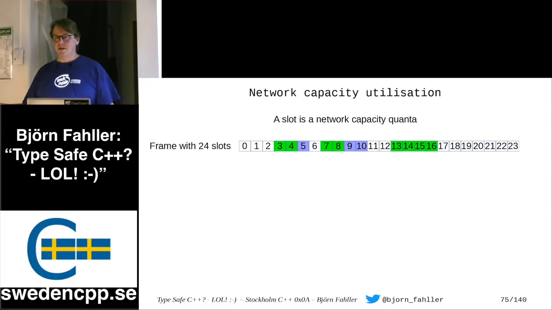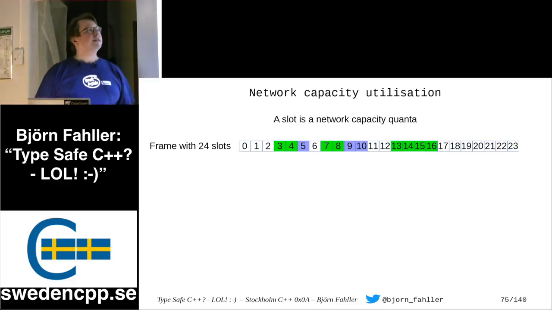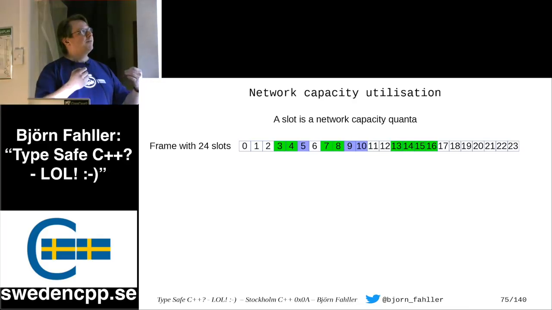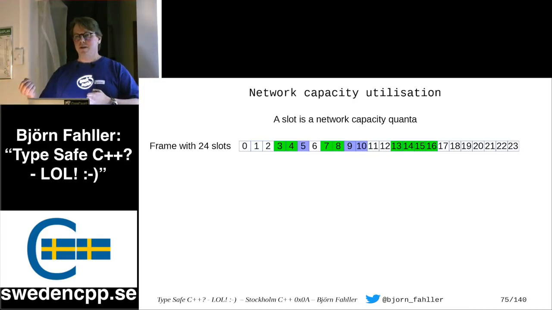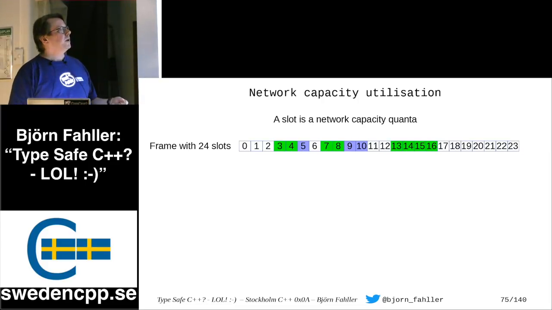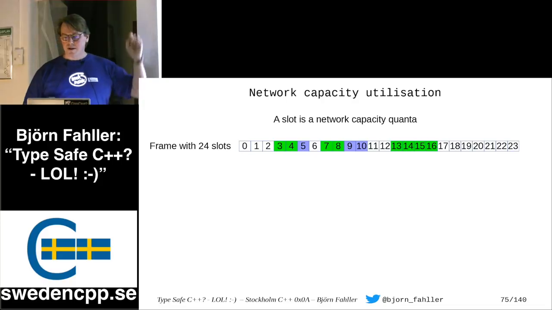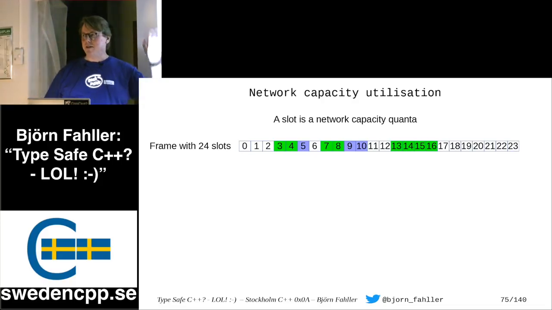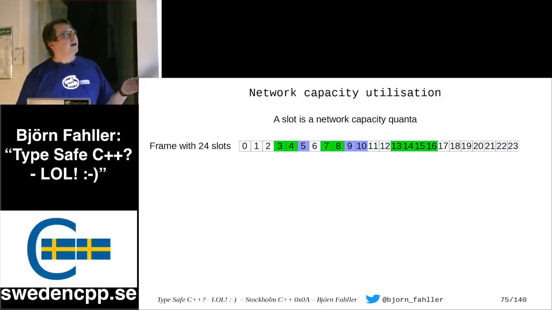I work for NetInsight. We develop networking equipment, and one of the things we are good at is to keep track of where network capacity is used so that you don't accidentally overcommit network capacity anywhere. And we do that, actually this is not secret at all, it's in various patents and standards documents.